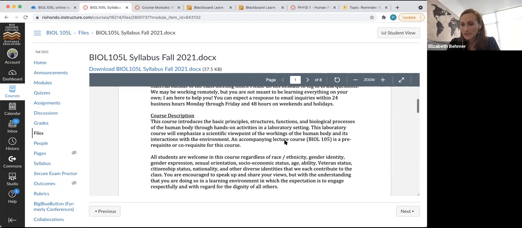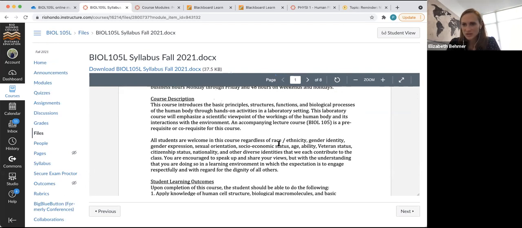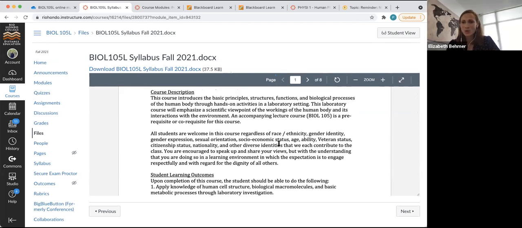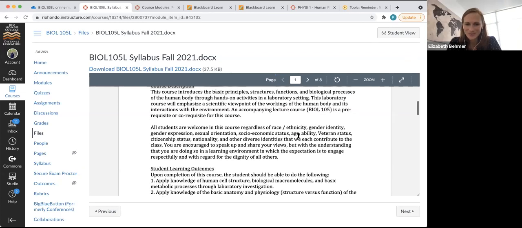Here's the course description. All students are welcome. We'll treat each other with respect. I'm here to help you guys. I know we're virtual, but I will do whatever I can to help you in this virtual environment. So just please speak up and let me know if you need help. If you don't complete assignments, you'll probably hear from me.